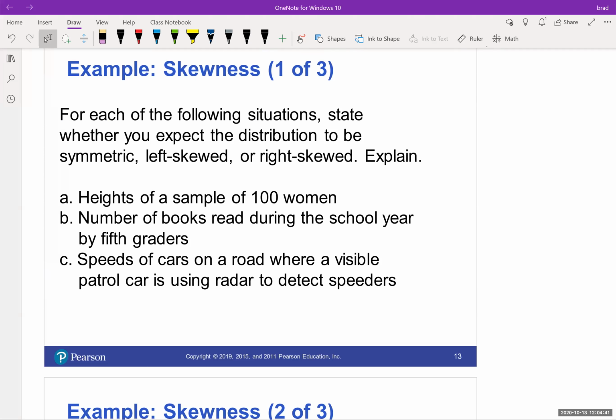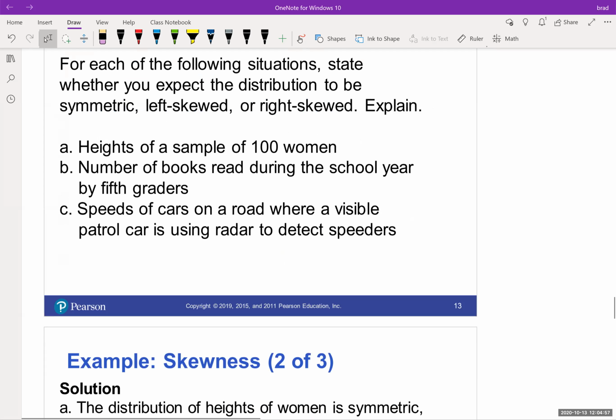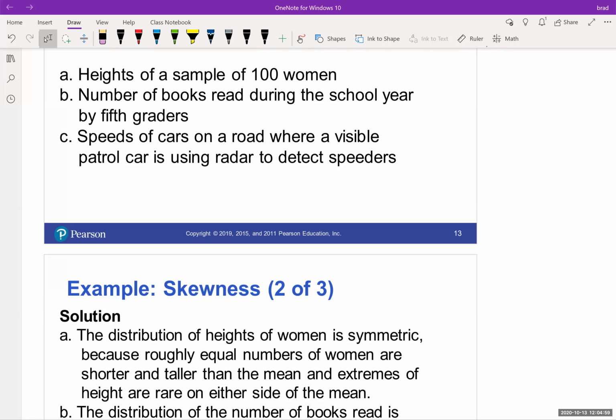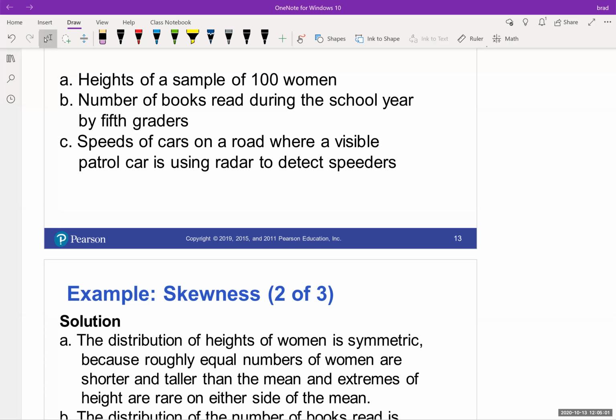For each of the following situations, state whether you expect the distribution to be symmetric, left skewed, or right skewed, okay? So this is not exact here. This is just something we're gonna think about, okay? So for the first one, it says heights of sample of 100 women, okay? So says here the distribution of heights of women is symmetric. Now think about this a second. In general, if you're talking about women in general, there's going to be tall, short, and so on and so on in the middle. So the distribution of heights of women is symmetric.